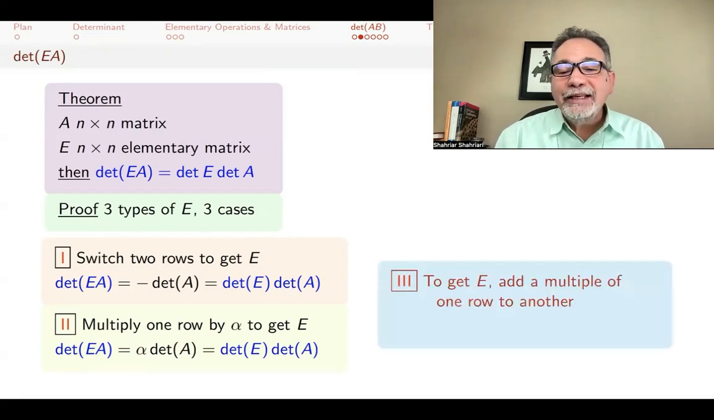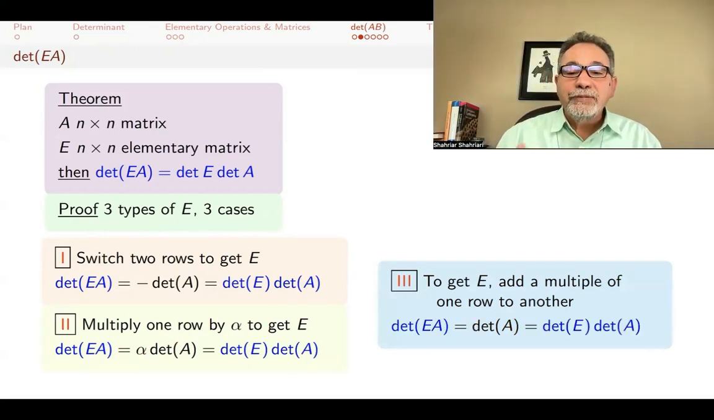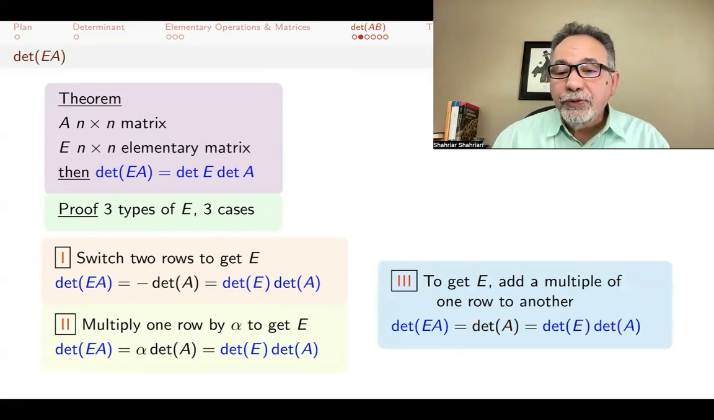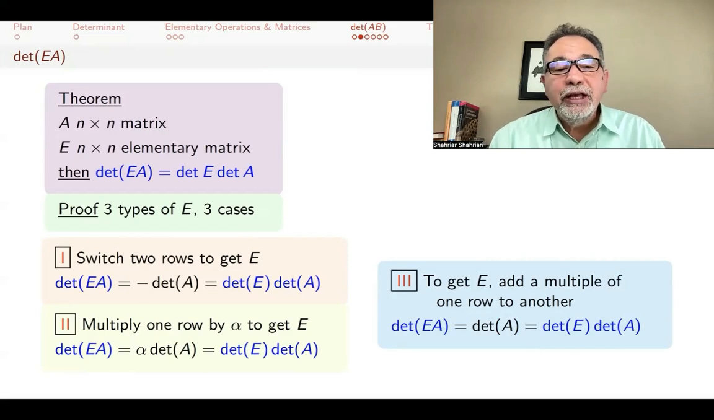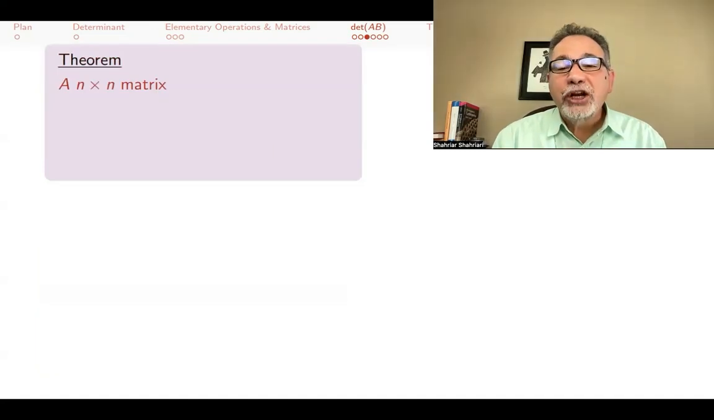And in the case where E is the elementary matrix that you got by adding a multiple of one row to another, then the determinants of EA and A are the same. And that's again the same as the determinant of E times the determinant of A because the determinant of E is 1. This proof was just the proof of the pudding is in the eating. Just try all 3 types of elementary matrices, and the determinant of EA is the determinant of E times the determinant of A.